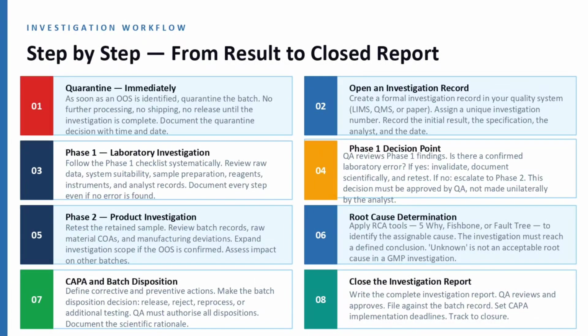CAPA and batch disposition. Based on the investigation conclusion, define corrective and preventive actions. Make the formal batch disposition decision. Release, reject, reprocess, or additional testing. QA must authorize all dispositions with documented scientific rationale. Step 8. Close the investigation report. Write the complete report covering all phases, findings, root cause, disposition, and CAPA. QA reviews and approves. File it with the batch record. Set CAPA implementation deadlines and track them to closure.